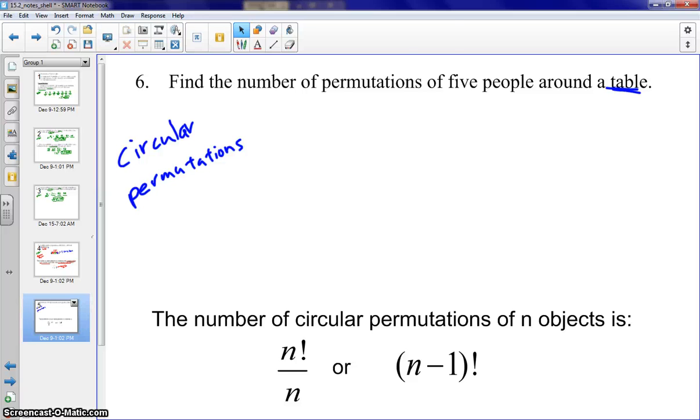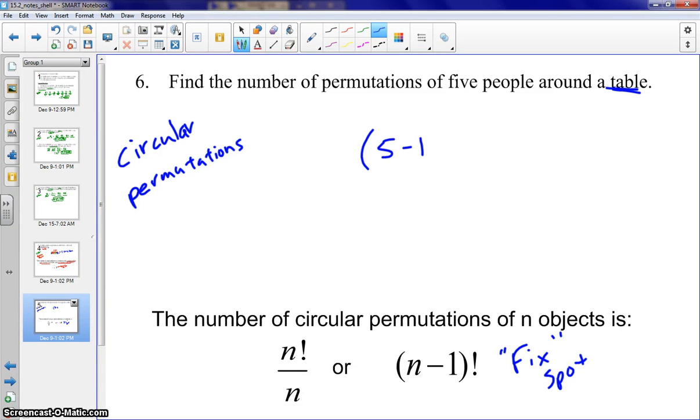And the reason for this is what we're going to do is we fix a person or an object at a spot. And then we arrange the other objects according to that fixed spot. So in our case here, we have find the number of permutations of 5 people around the table. We're going to fix one person. So that will be the quantity n minus 1 factorial. So in our case, 5 minus 1 factorial, which is equivalent to 4 factorial, which is 24 permutations on that.